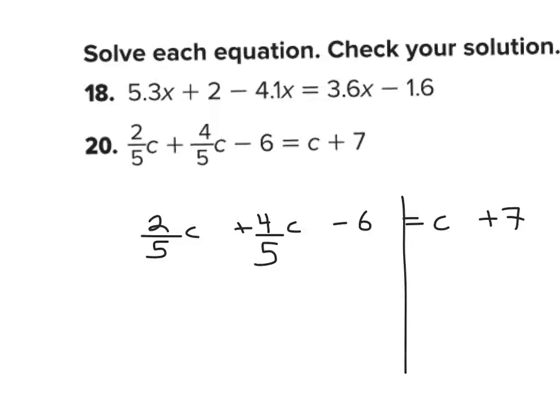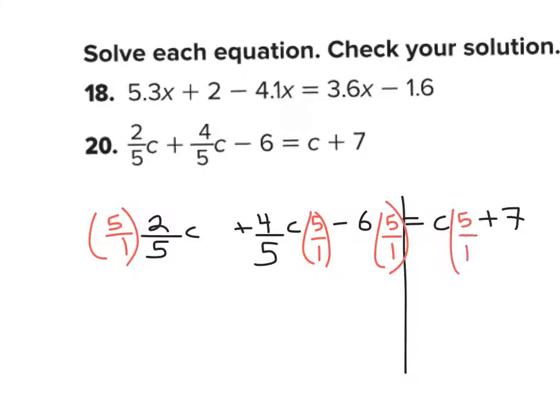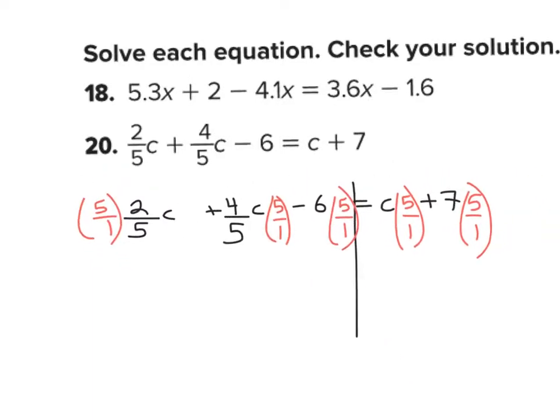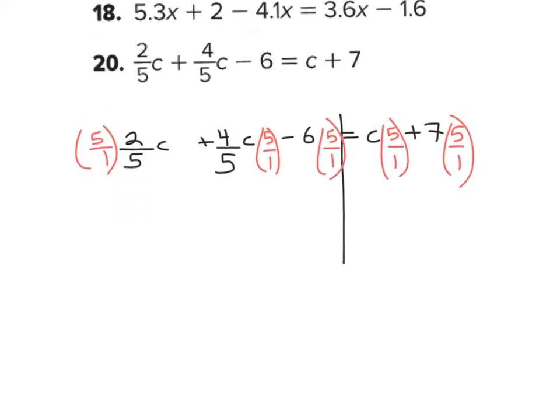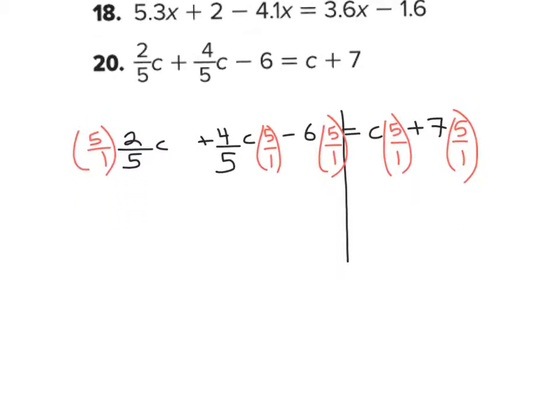Now I need a common denominator, and that's pretty easy to find because both denominators are 5. So I'm going to multiply every term by 5, or I could also say by 5 over 1, which is the same as 5. Again, make sure that you show your work for this so that we are less likely to make silly mistakes or forget something. Okay, the reason I am multiplying each term by 5 is so that I can cancel out my denominators and get rid of my fractions.